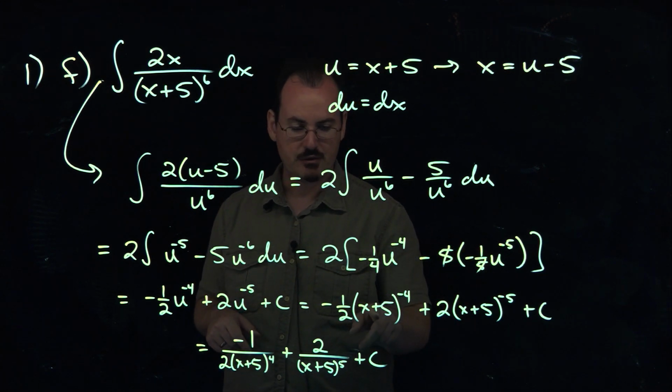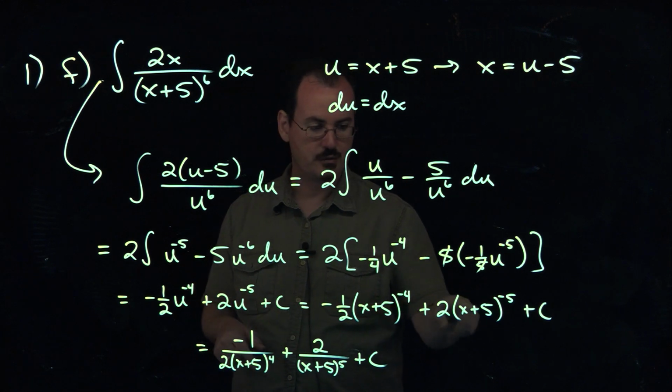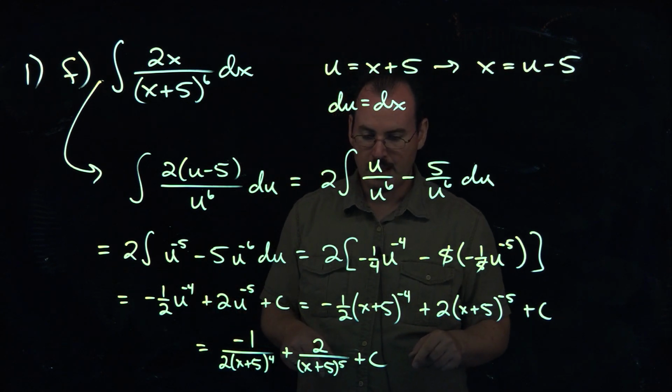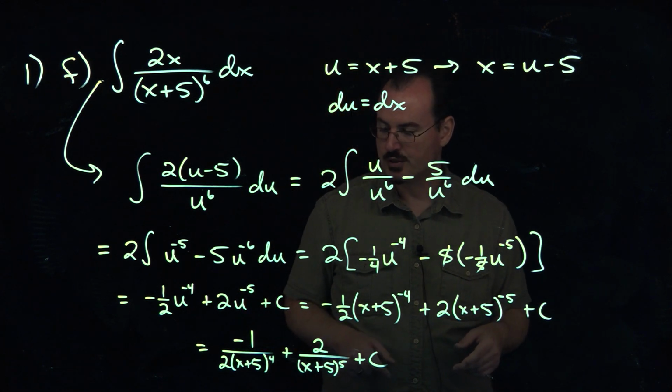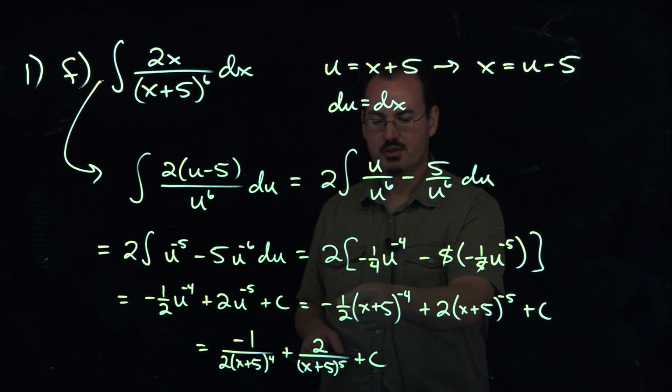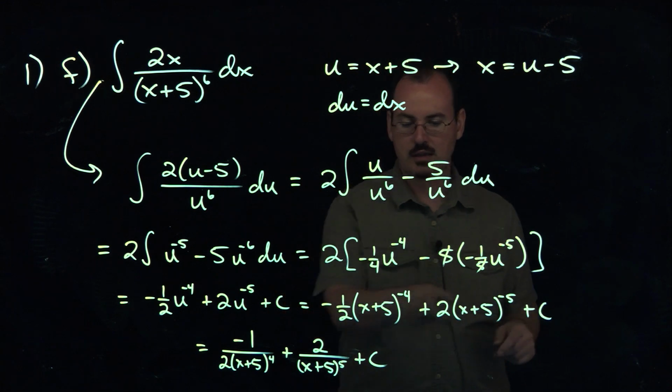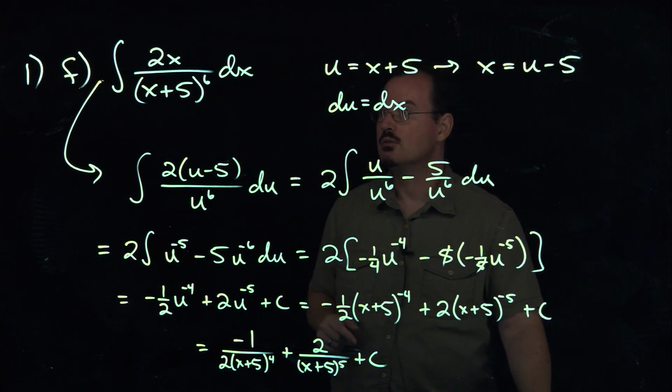Last step is to simply replace that u in all of these terms with what it is, x plus 5. And then if you want to, you can change the negative exponents to positive by writing those terms in the denominator. Okay? For the purposes of my math lab, if you got a question like this, that would be a perfectly acceptable way to write the answer.